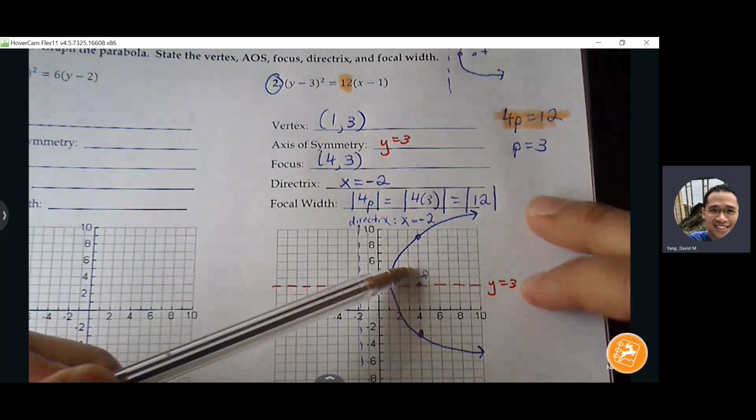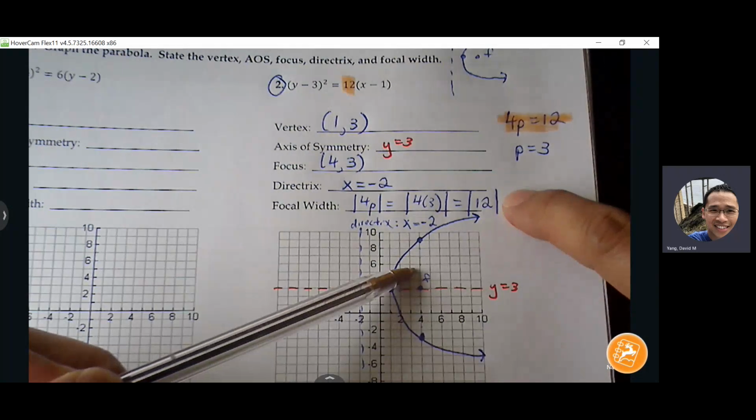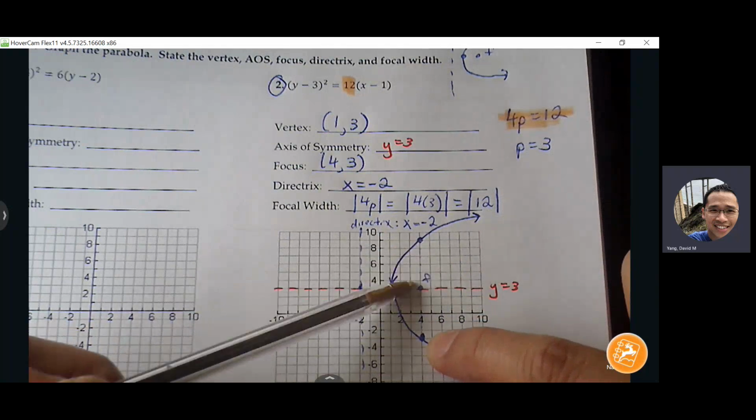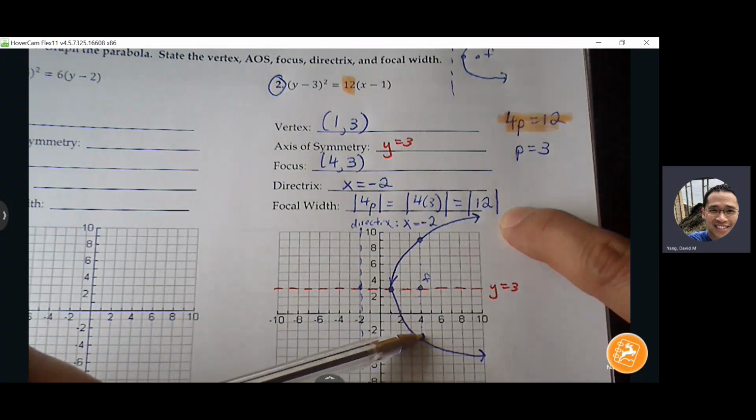Make sure that you're not counting the entire unit 12, right? You're only going to count half of it because you want the end to end to be 12. So it's got to be 6 and 6 to add up to 12.